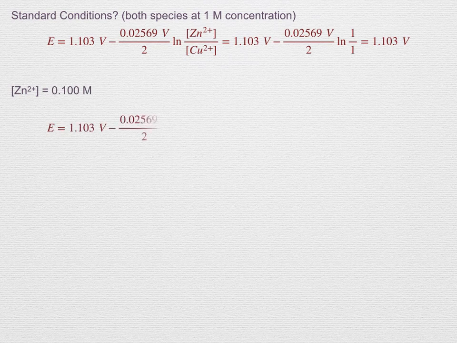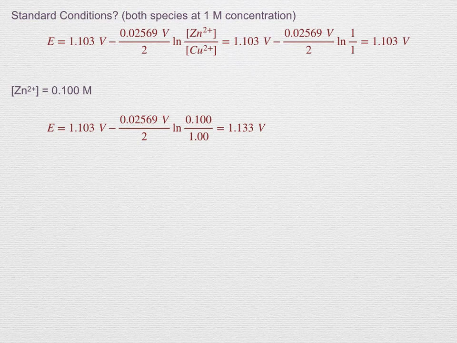What about when we decrease the zinc concentration to 0.1 molar? Well, copper is still 1 molar. Substitute for zinc, solve to find the cell potential to be 1.133 volts. The cell potential has increased by 30 millivolts. Mathematically, you can see this because the argument of the logarithm is less than 1. So the log is a negative number, making the second term overall positive, which will increase the potential.